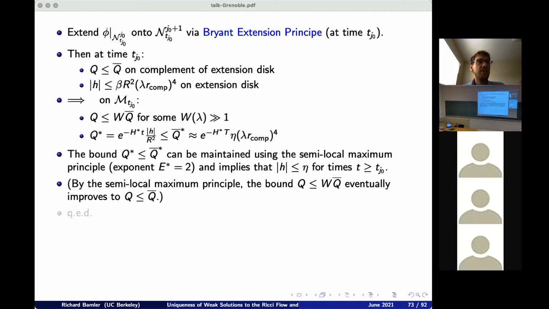Okay. So in other words, if I have to perform more than one cap extension, I cannot forget the Q bound after the first cap extension. So I have to use this bound here. And now, again, I use the semilocal maximum principle, in particular the interior decay part of this, to show that after waiting for a sufficiently long time, this bad bound eventually improves to the good bound. As long as I don't perform any construction close enough to the cap extension, I'm going to get back my original bound. And so this is some of the proof of the theorem.